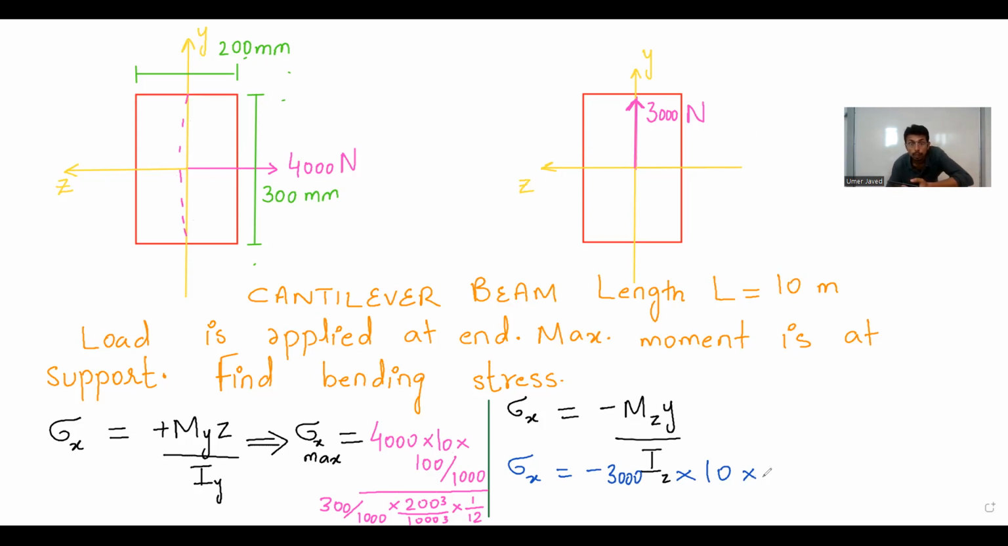So this will be multiplied by, what will be the maximum value of Y? It will be 150 millimeter. Yeah, that's fine. Yes, I appreciate it. Good. And divided by, what is the moment of inertia about the Z axis? Well, that will be, because now when this structure bends, it will bend like this, right?